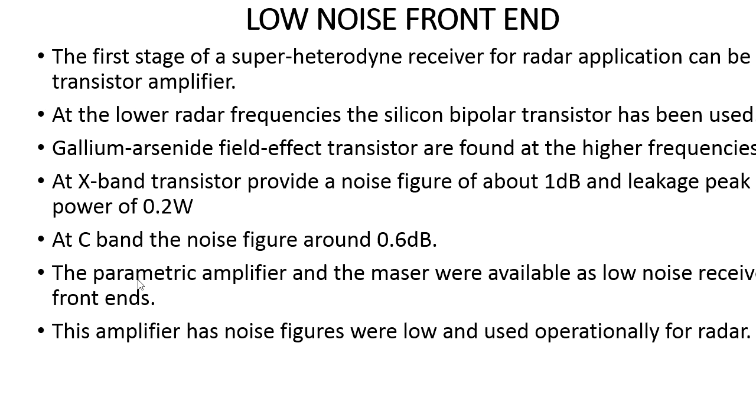And here the very first part of the superheterodyne receiver can also be the parametric amplifier as well as the maser amplifier, which we use in order to get lower noise. Next, these amplifiers have low noise figures and are used operationally for radar. So this is the amplifier we are going to use for the noise figure. This is the first part of the superheterodyne receiver.